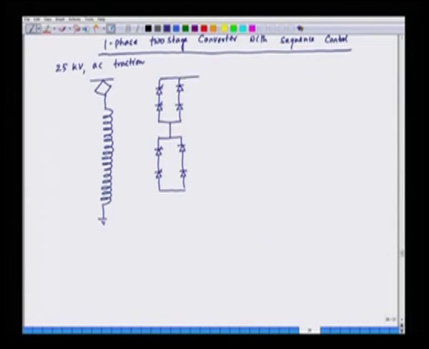And here is a DC link. We have a filter inductor here, and it supplies the traction motors, which are separately excited motors, the armature of the traction motors. So, we have another set of traction motors in series.